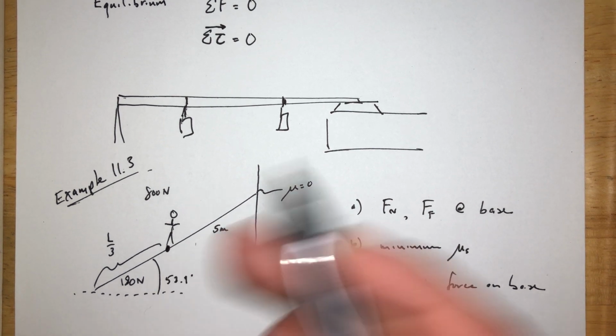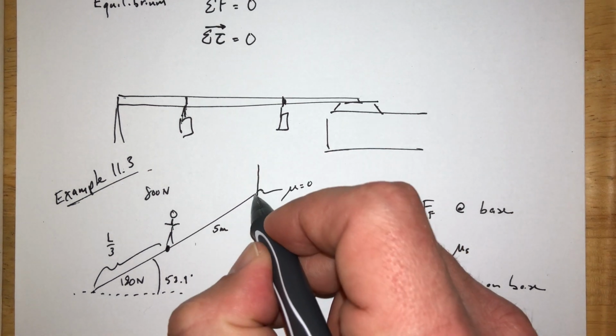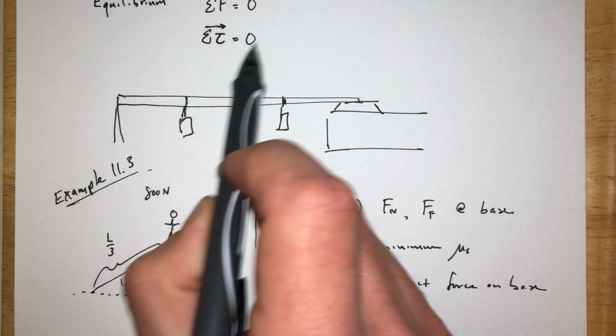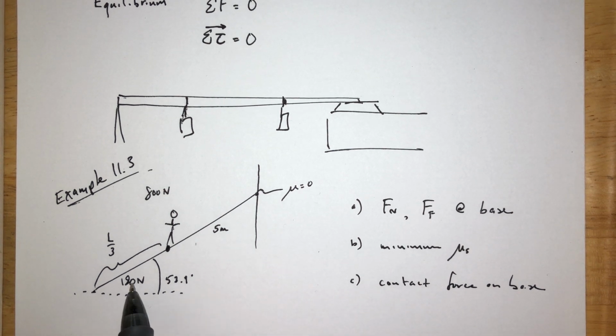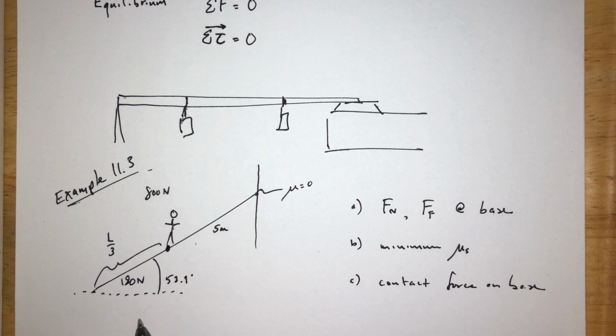So if we pick, I don't know, a point down here at the base of the ladder, we can talk about rotation about that axis just as well as we could talk about rotation around this axis. They all have to sum to 0 torque because there isn't rotation about any axis. So we can feel free to pick an axis of rotation that makes our math convenient.